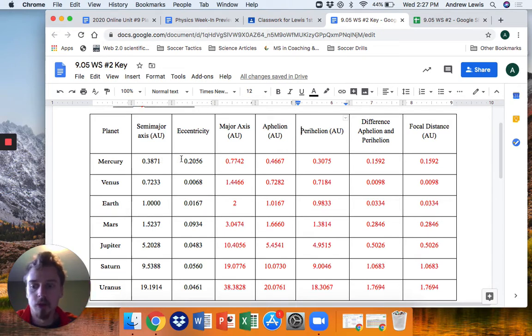Then the focal distance is really just your eccentricity times your semi-major axis. So all you have to do is multiply these two columns together. So that's where I got this answer from.